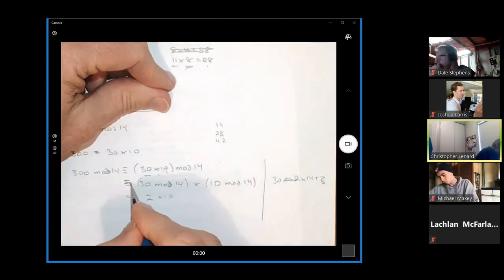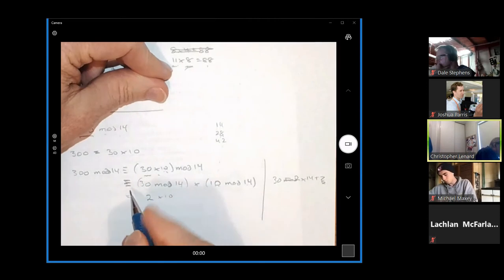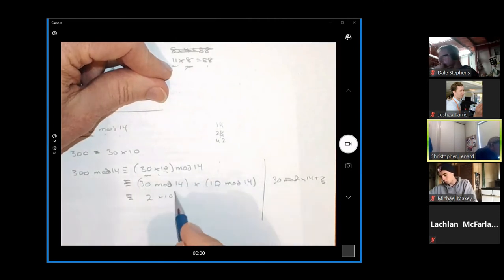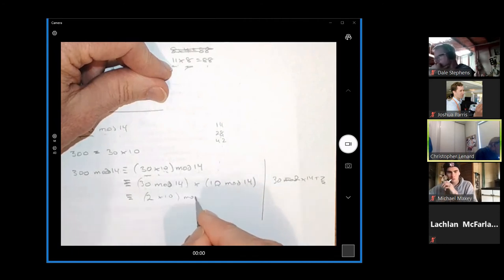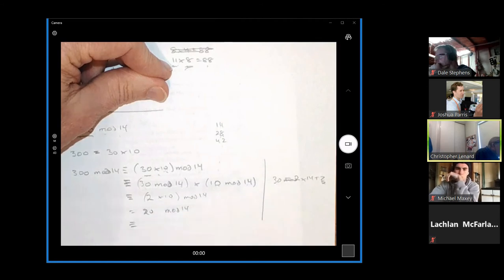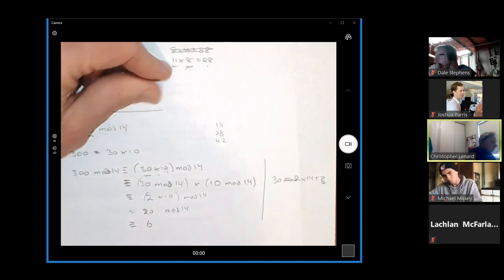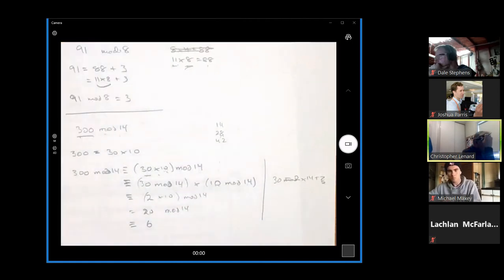Should have kept these congruences in here. Two times 10 mod 14 is 20 mod 14. And 20 mod 14, well, that's easy. That's, well, 14 from 20 is basically just 6. That was pretty neat and straightforward.